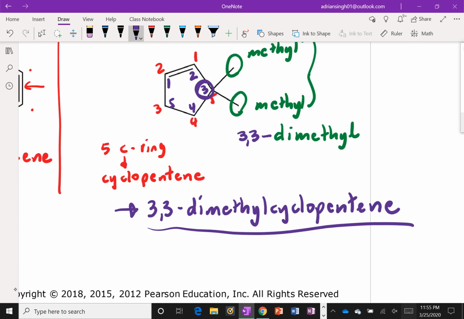We're never ever going to run into that in our class, but I just want to give you an idea that if you were to follow the rules, if you name these organic compounds following the rules, the name should tell you exactly what you have in the compound and where everything is located.